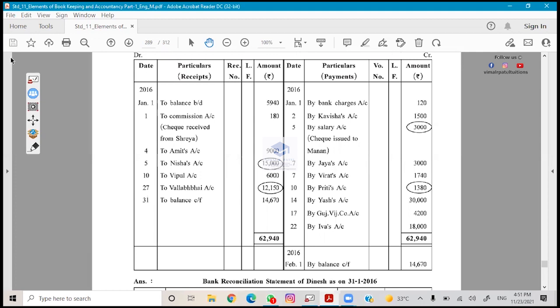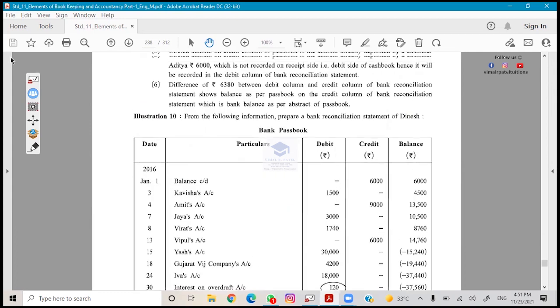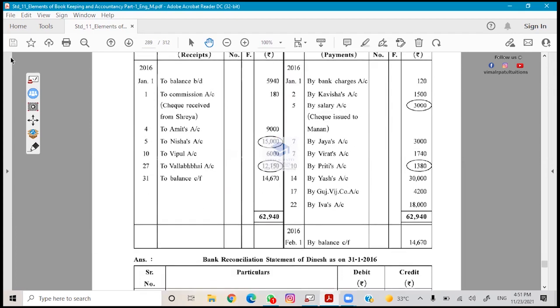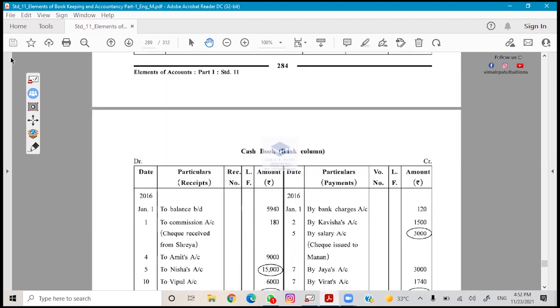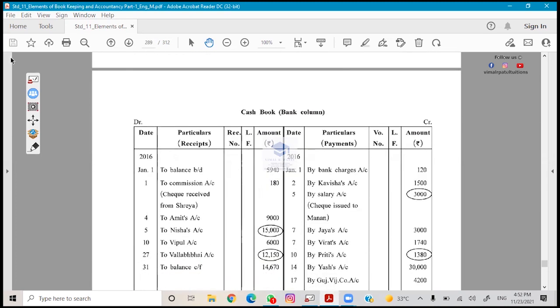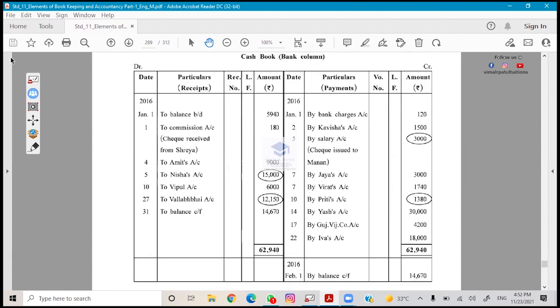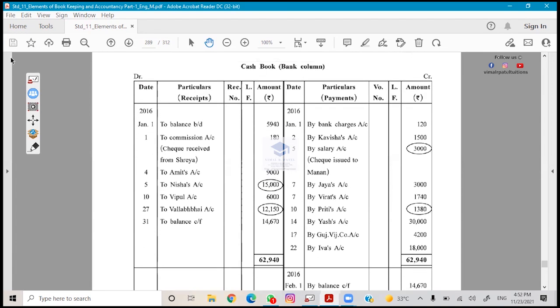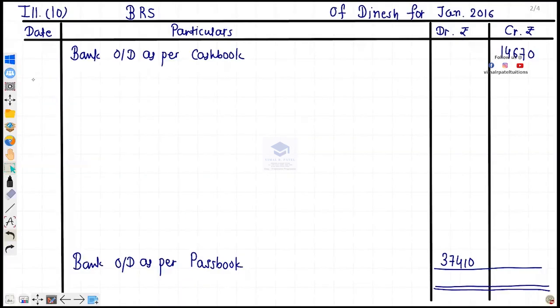Then bank charges we have ruled out to balance, to match the balance of both cash book and passbook opening balance. Then Kavisha credited in cash book and the same is debited in passbook, so rule it out. Then Jaya, Virat, Yash, Gujarat, which corporation, so all these have been effect in passbook as well, so these transactions are common in both, so we will rule them out. Now uncommon, which are debited in cash book but not credited in passbook. So now start with debit side of cash book. Check deposited but not credited by bank.